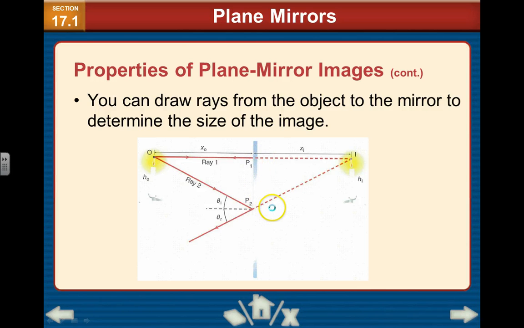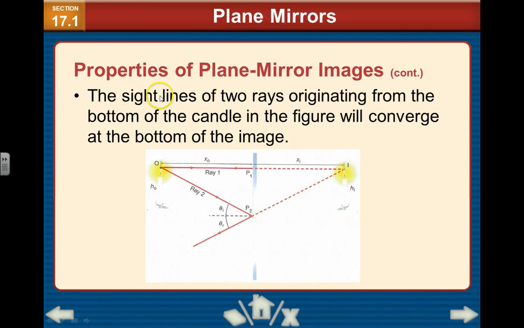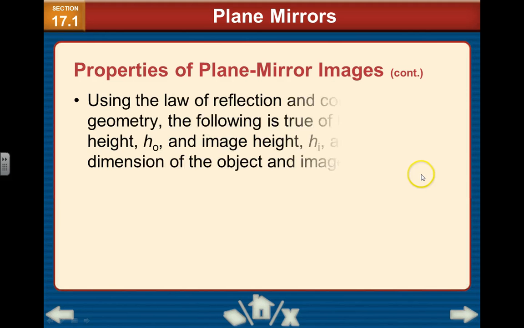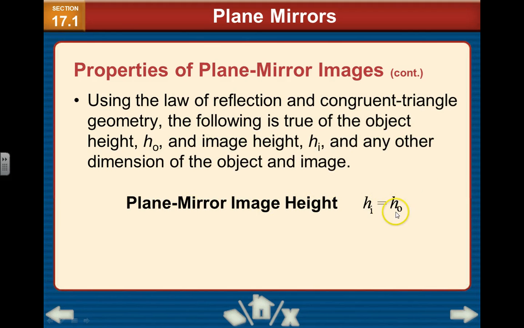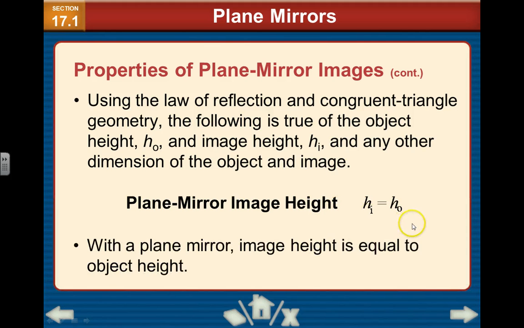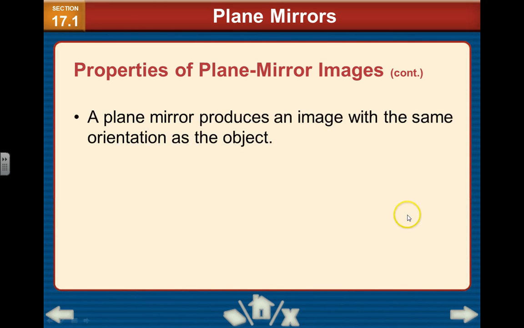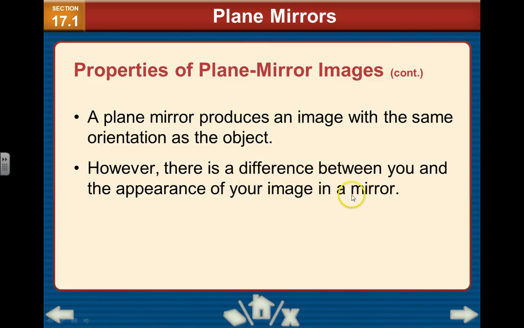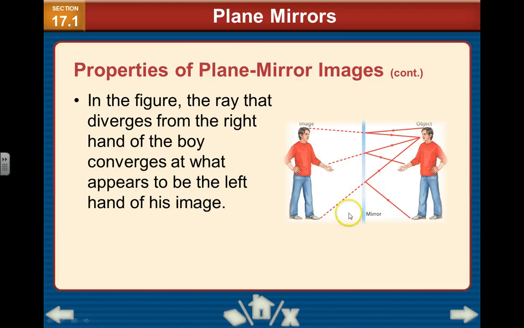And again, you could draw the triangle, and the sight lines converge at that point. And so again, we could look at the height. The height is again going to be the same. So a plane mirror produces an image that's the same orientation as the object. However, there's a difference between you and the appearance in the mirror. Okay, so if this kid's looking at himself, sees himself in the mirror, this is the kid, this is the object, and this is the image.